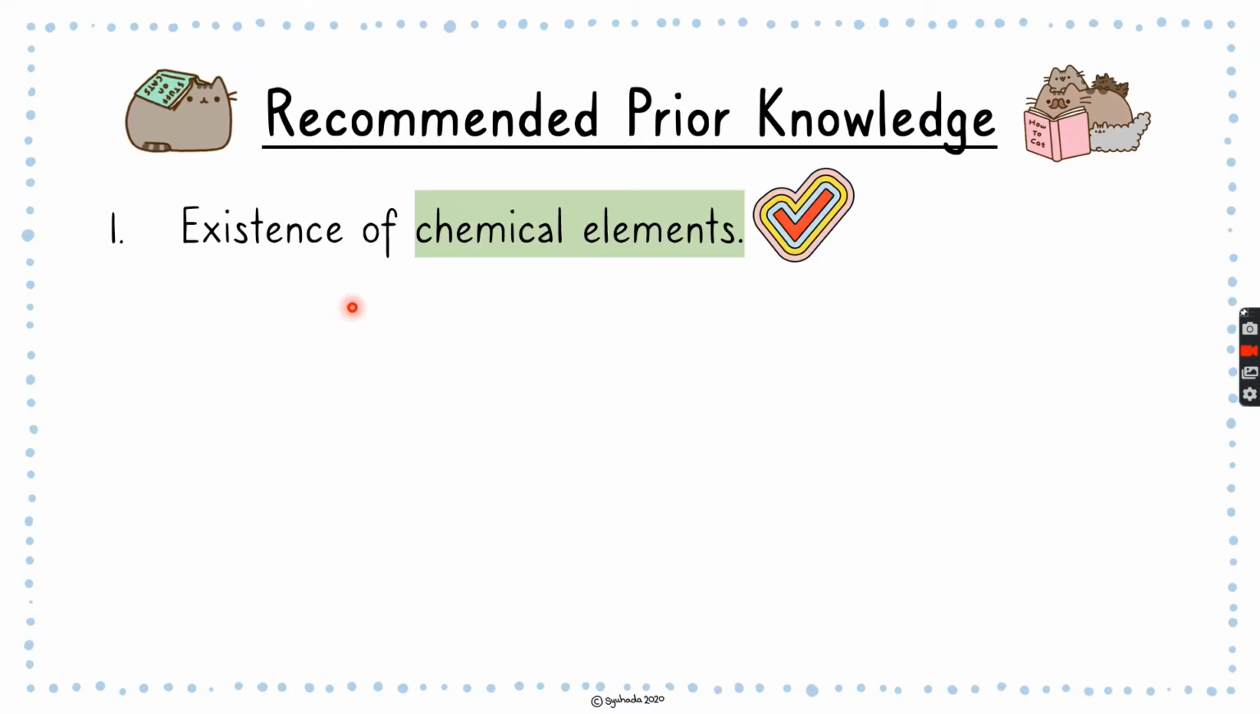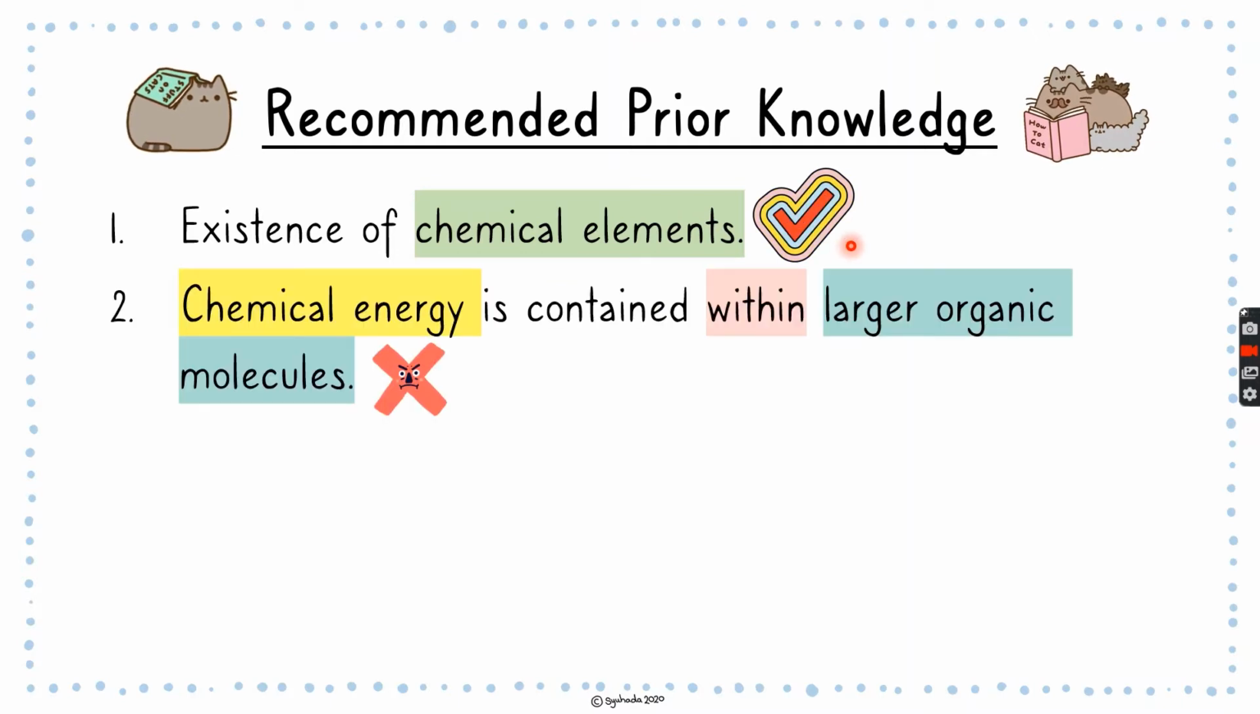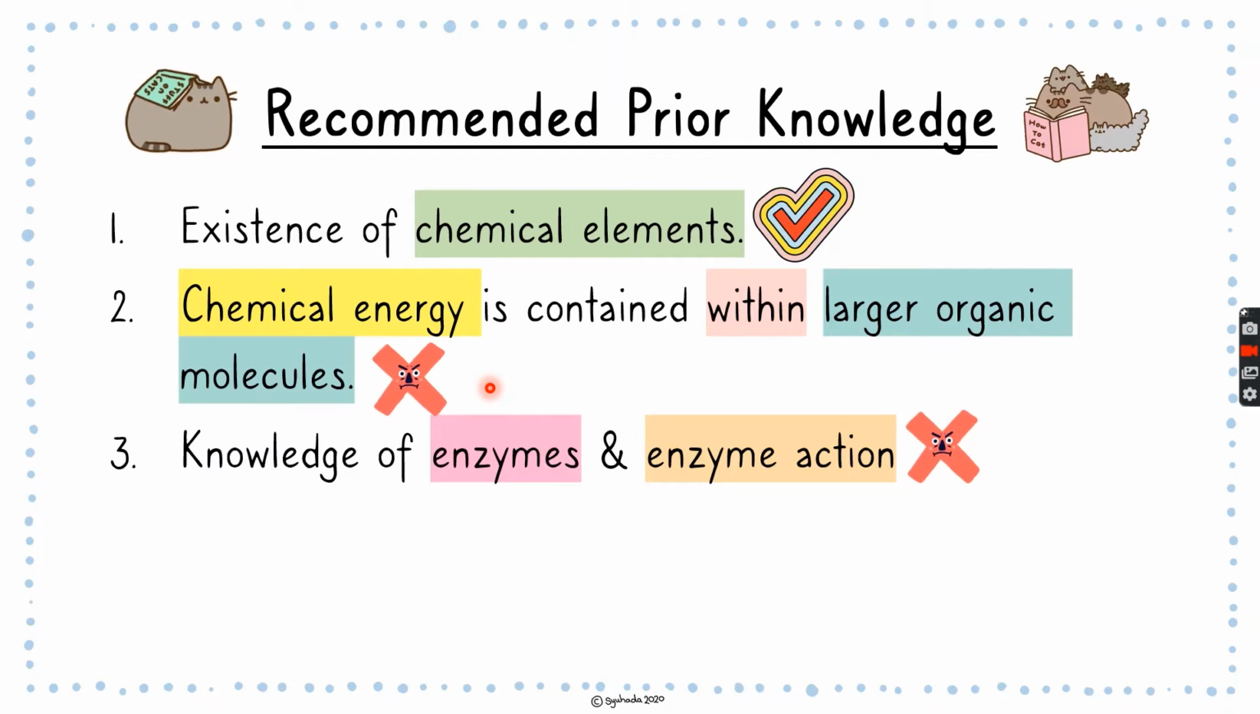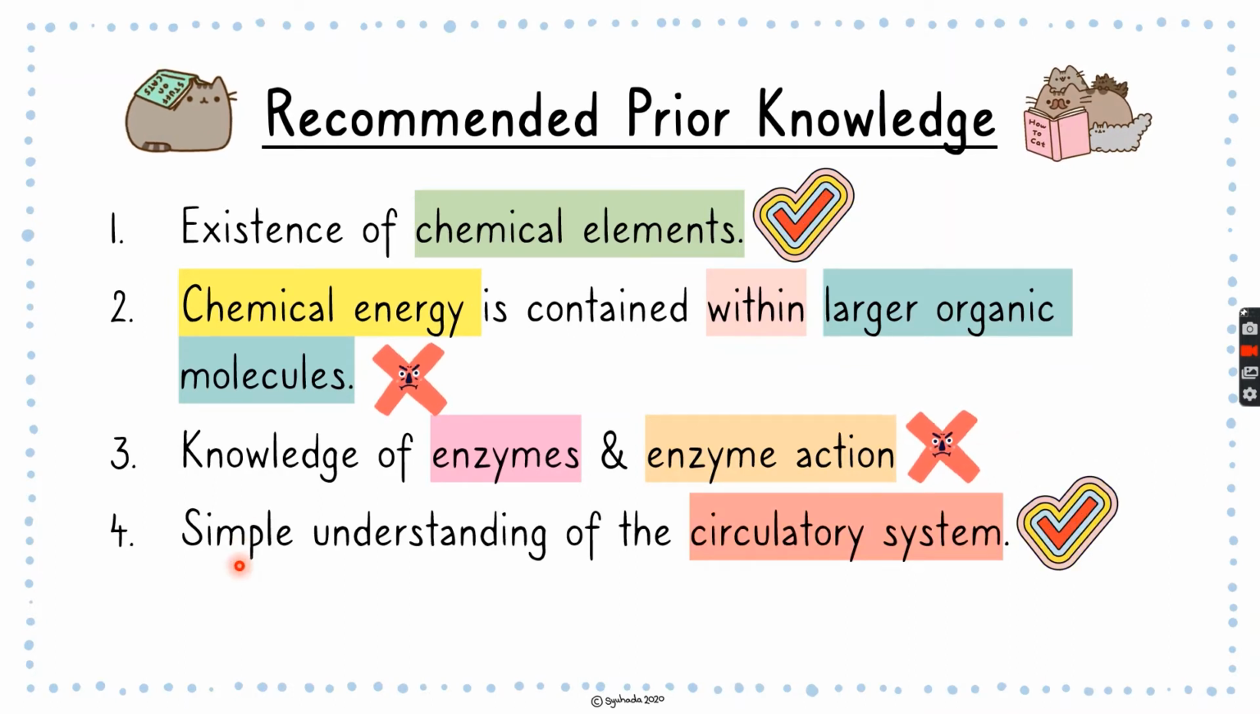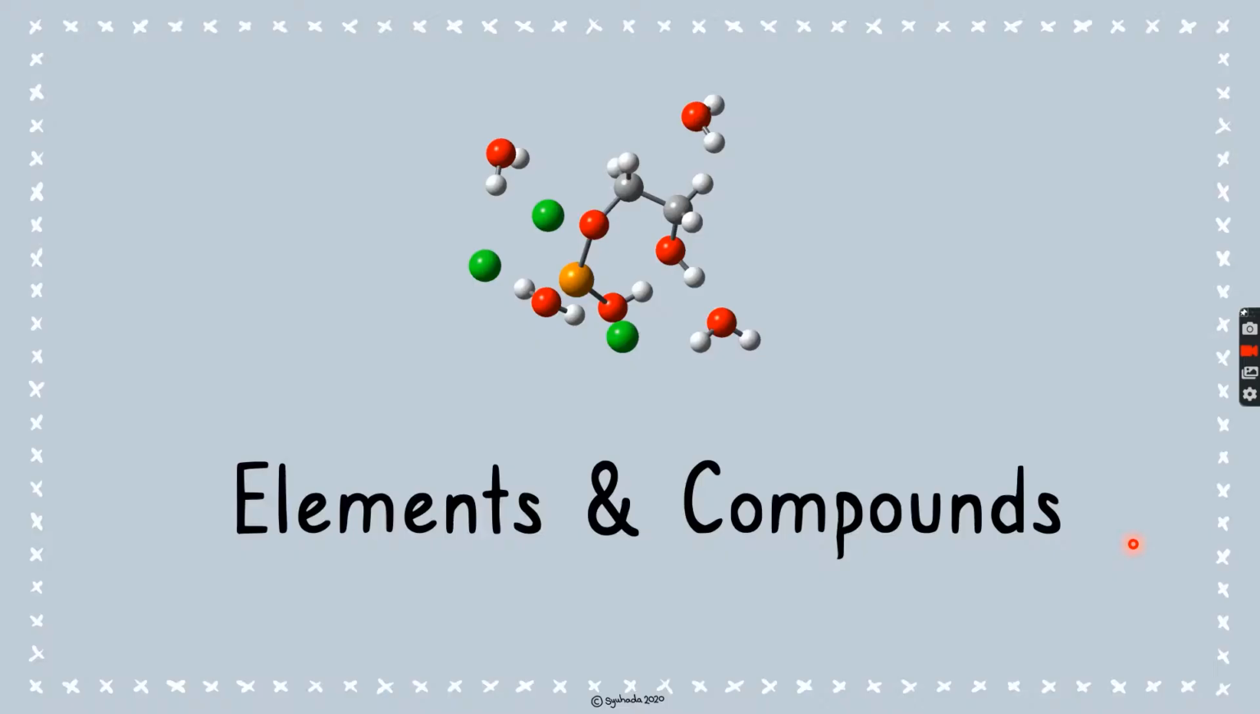The recommended prior knowledge is, number 1, you need to know the existence of chemical elements, and we actually covered this in year 7. You need to know that chemical energy is contained within larger organic molecules, but you don't know this very well yet because you're only going to learn about this in chemistry in O levels. You also need to know a lot about enzymes and enzyme action, and we covered this just a little bit before. We've talked about it. But also, mainly, you need to know that animal nutrition is related to the simple understanding of the circulatory system, which was covered before the holidays.